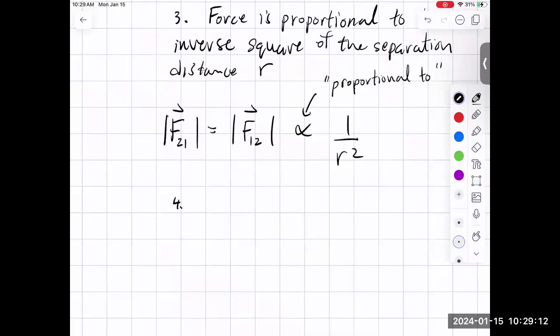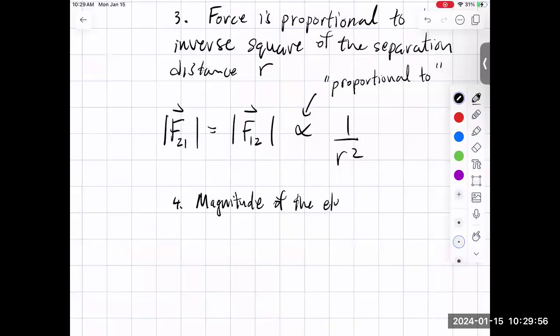If I was to now keep the separation distance the same, but just modify the charges, say I double Q1, when I bring out my force meters, I will see that the force doubles. If I take Q2 and change it so that it's 1/3 of the original charge, I'll find that the forces are 1/3 of their original size. And so the magnitude of these forces is also proportional to both the value of Q1 and the value of Q2.